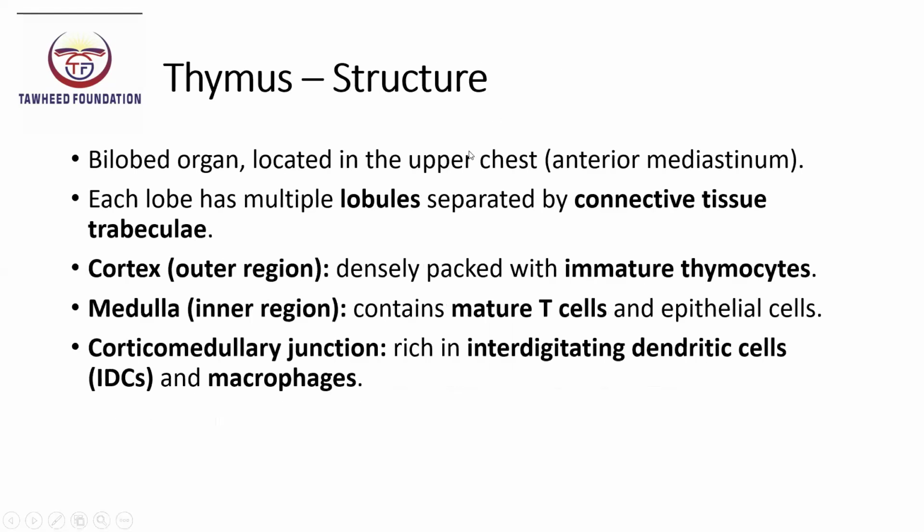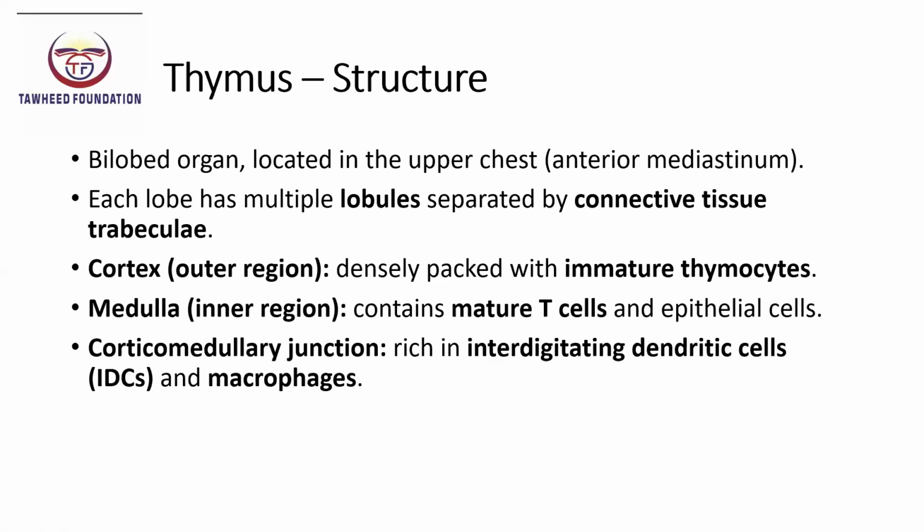Thymus structure. The thymus is a bilobed organ located behind the sternum in the anterior mediastinum. Each lobe contains numerous lobules separated by connective tissue trabeculae. Histologically, each lobule shows two distinct zones: the cortex, densely packed with immature T cells called thymocytes, and the medulla, containing more mature T cells and supporting epithelial cells at the corticomedullary junction.